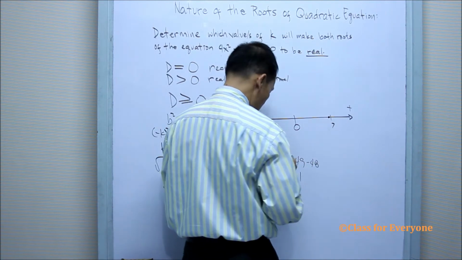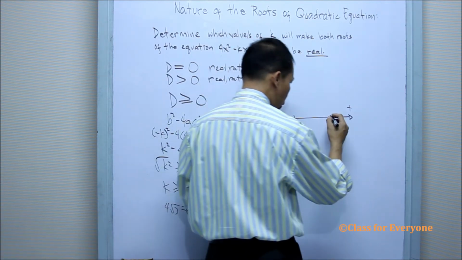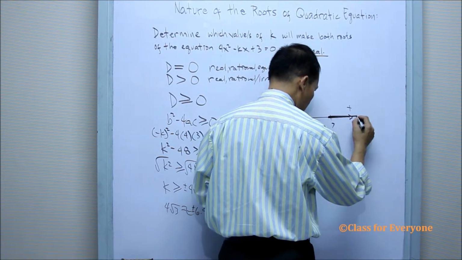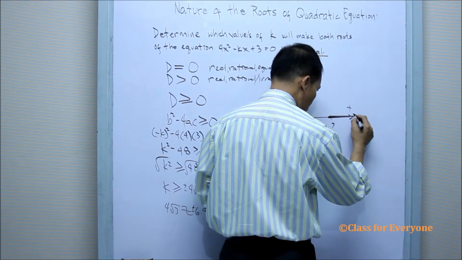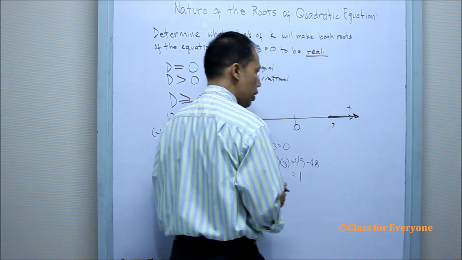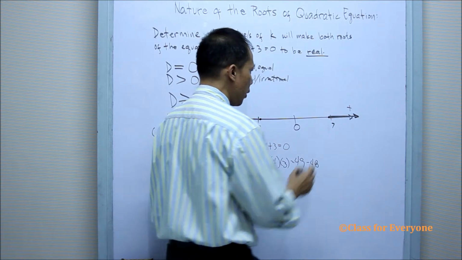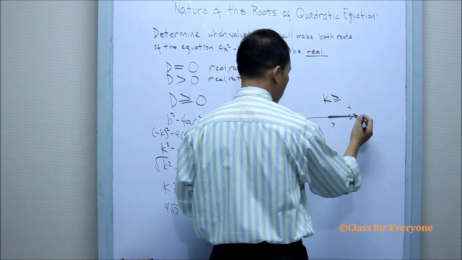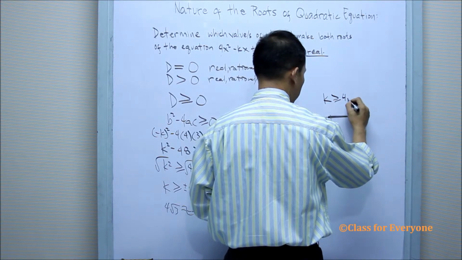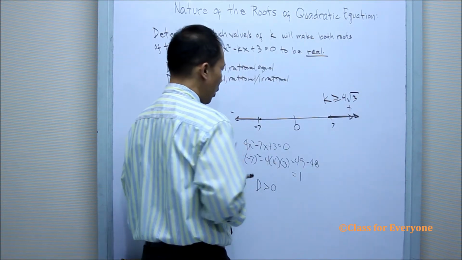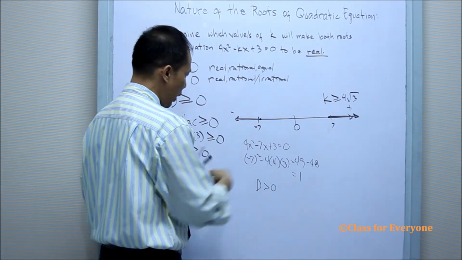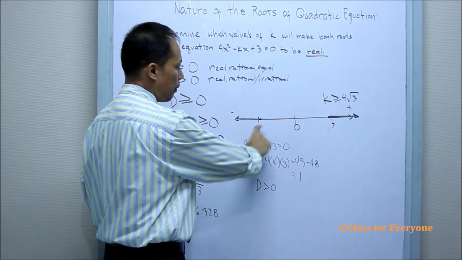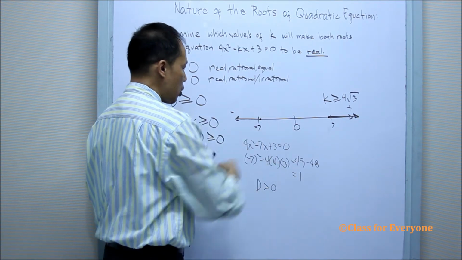So, here, we're going to use this to the right. So all the numbers to the right is included as a solution set. So we have k is greater than or equal to 4 times the square root of 3. Now how about this one? Will it be greater than or equal to negative 4 times square root of 3?